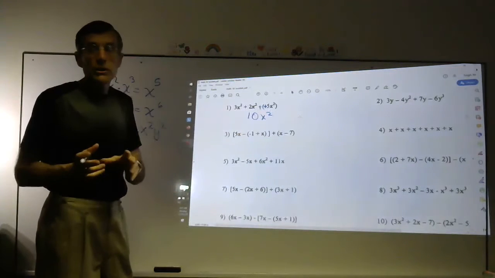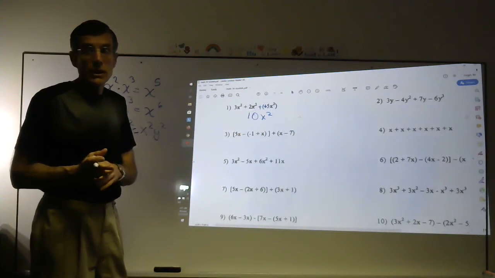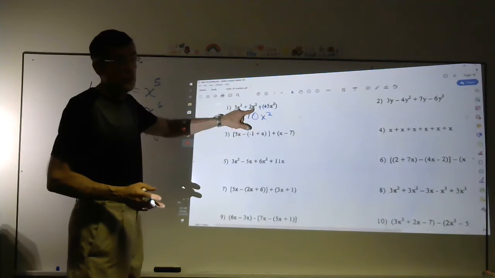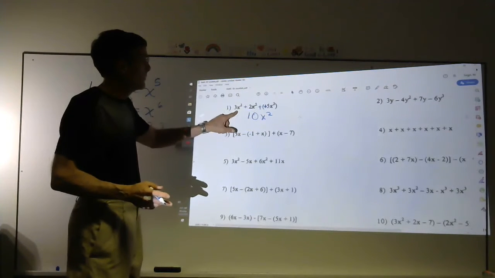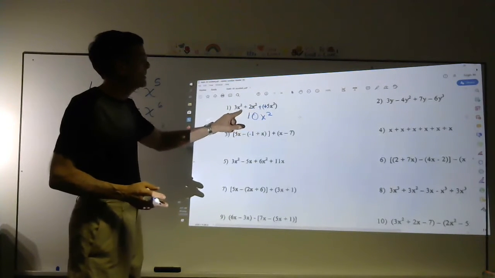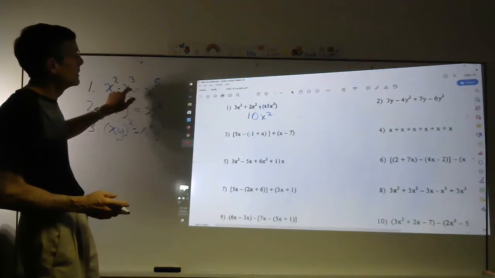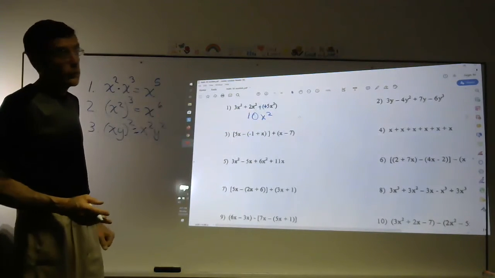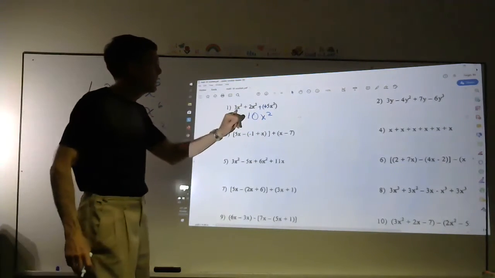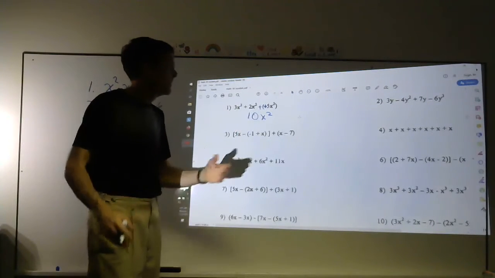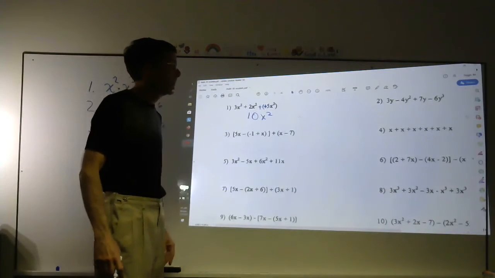See how the x squared stays x squared? It would only change if this was 3x squared times 2x squared. Then it would be 3 times 2 is 6, and x squared times x squared would be x to the 4th. But because you're adding 3 cookies plus 2 cookies makes 5 cookies, they stay cookies. So we got a total of 10x squared.